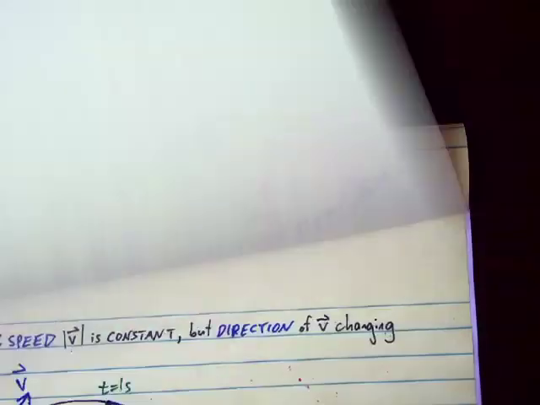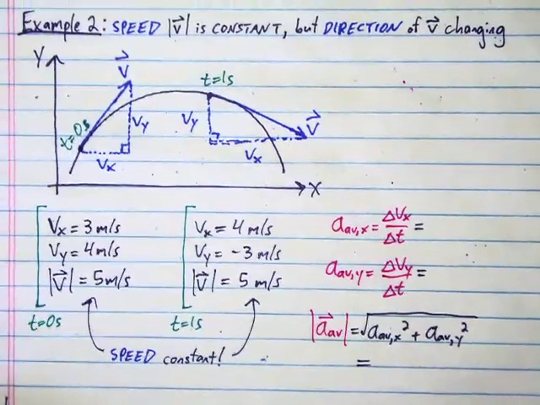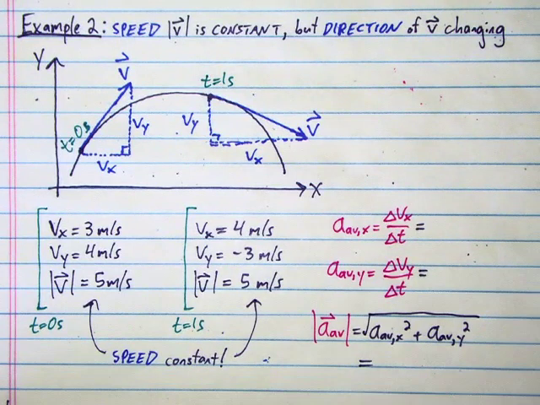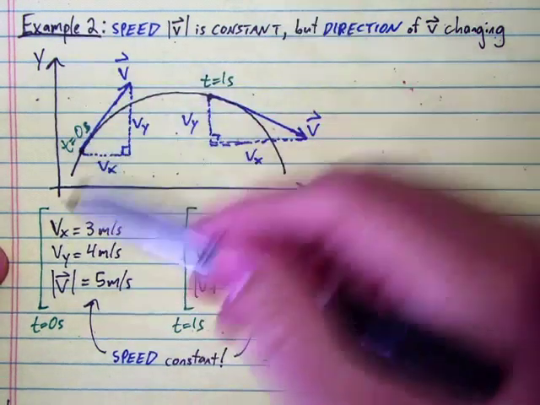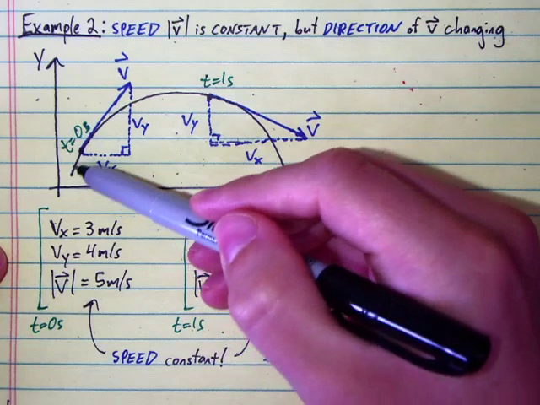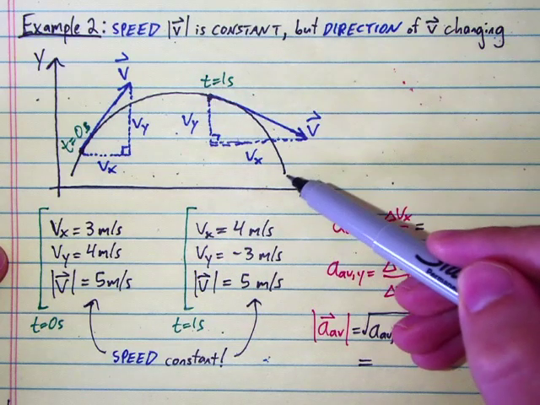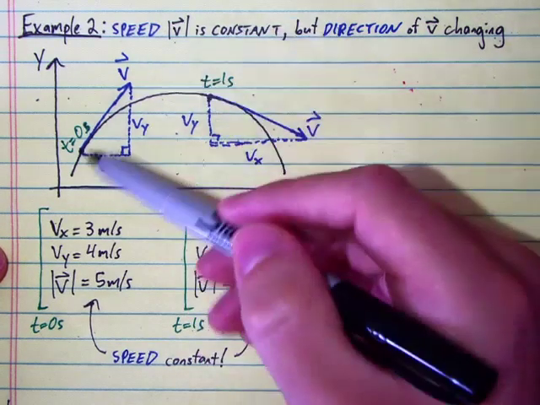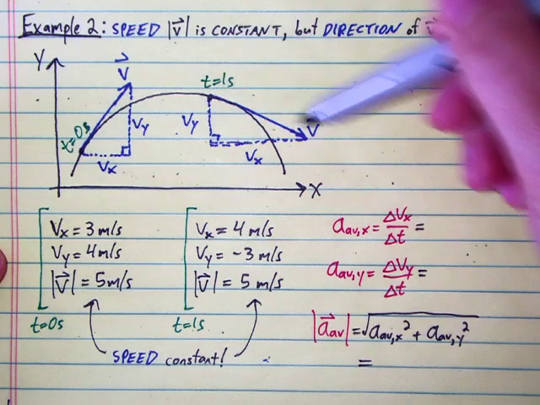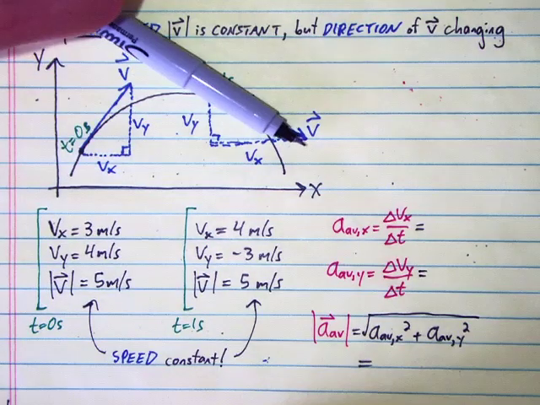The next example is with the speed staying constant, but the direction changing. So this time on our map, the path of our object is sort of a semicircle. It's moving on this curving path. It's taking this curve at a constant speed. So I've noted its velocity at time equals 0 and time equals 1 second, and their magnitudes are the same. The speed hasn't changed, but the direction of the velocity has.